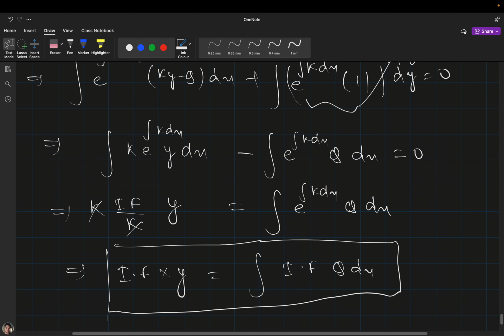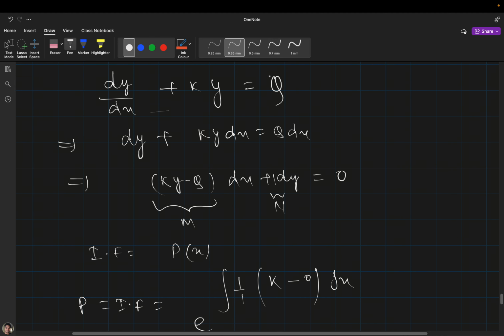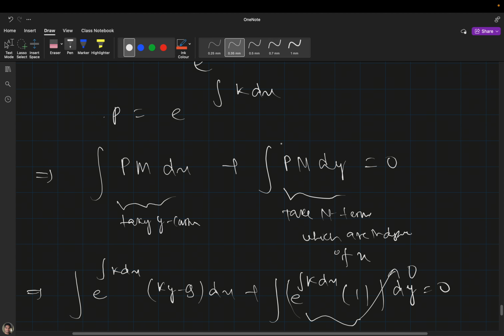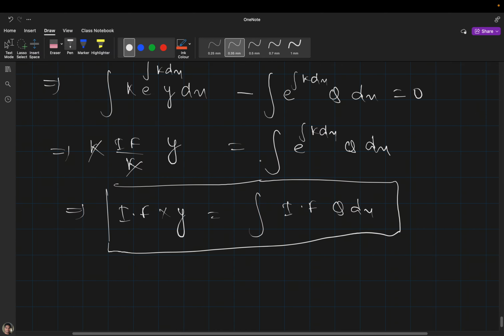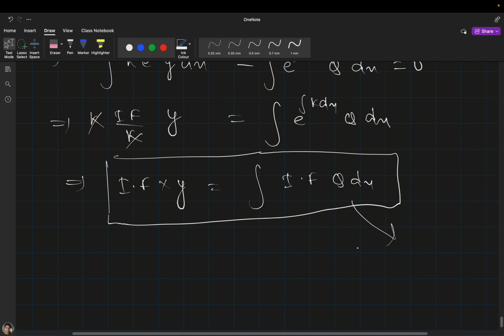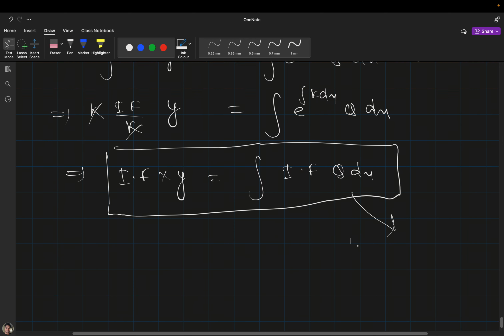So this is the solution of the first order linear differential equation. Forget about all the derivation, just understand what I told you, but anyhow you have to remember this.